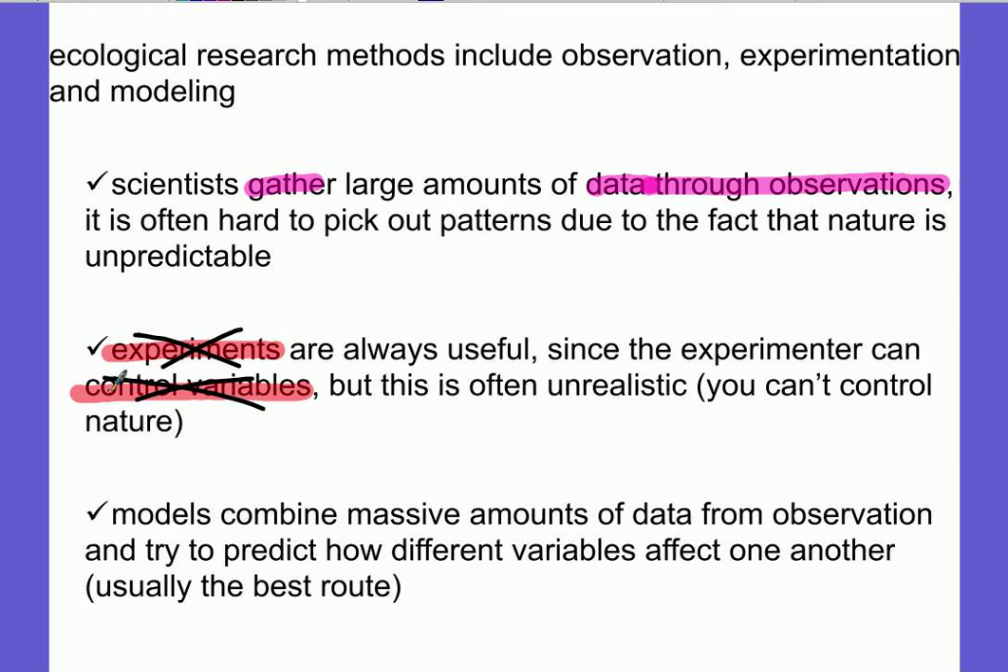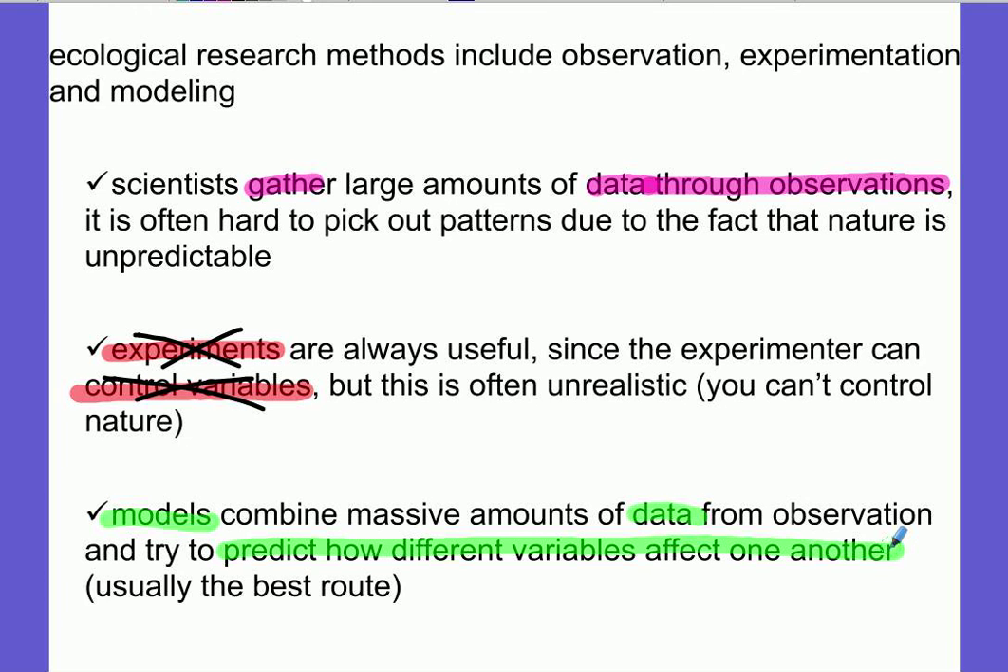What scientists will do instead is they will use models. And basically that means you have tons and tons of data that we talked about before that you gathered through observations. And then you throw them into a computer, and that's when you start to try and predict how those different variables affect one another.